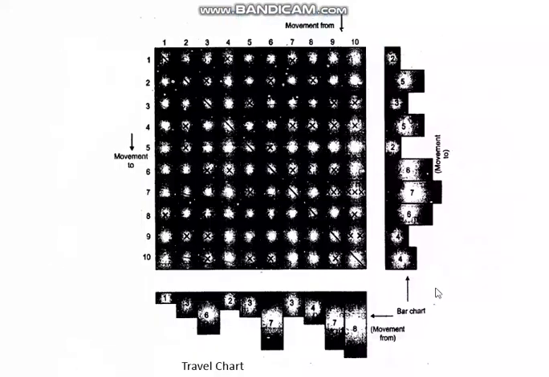So that means, you see, this is workstation number 5. A cross here means that from the second workstation to the fifth workstation somebody has come or the material has moved. That's why there is a cross there.